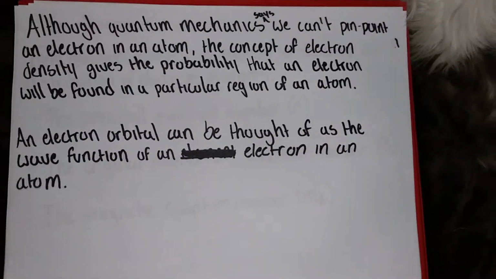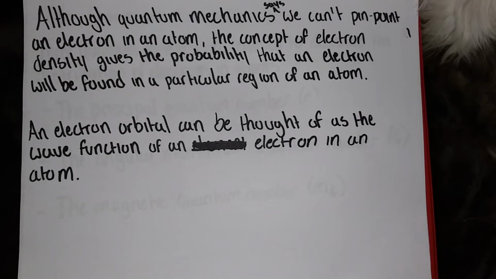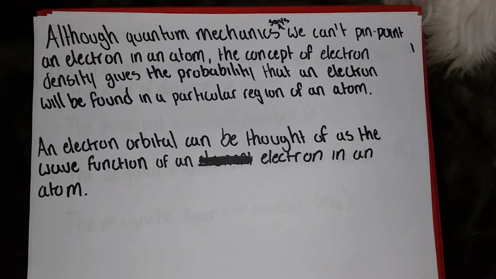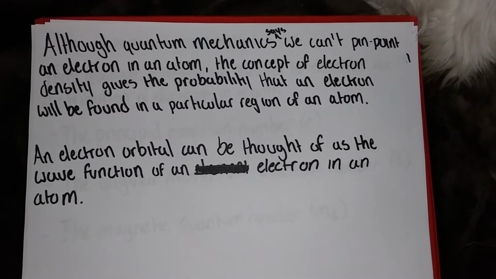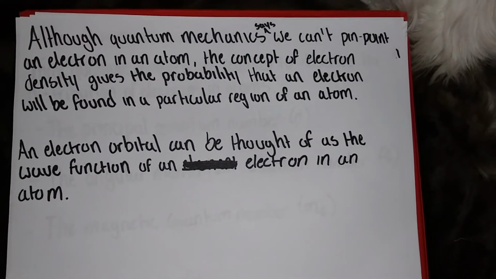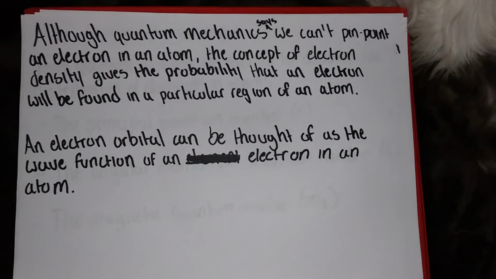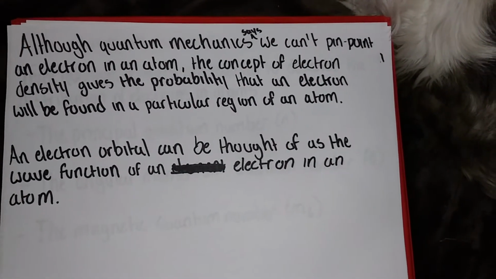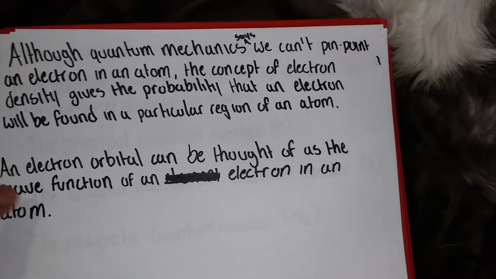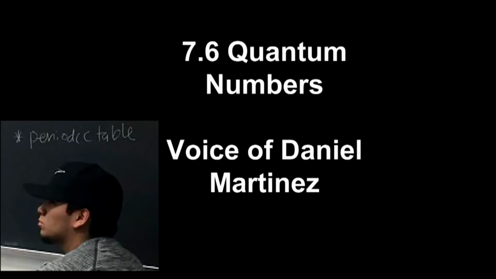Although quantum mechanics says we can't pinpoint an electron in an atom, the concept of electron density gives us the probability that an electron will be found in a particular region of an atom. An electron orbital can be thought of as the wave function of an electron in an atom. And that's it for section 7.5, which is quantum mechanics.